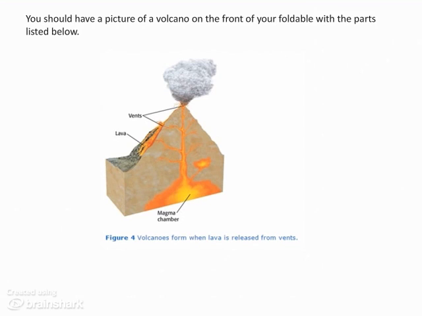On the front cover of your foldable, you should have a picture of a volcano with the parts that are listed in the picture. You should have a magma chamber and the vents as well as the lava that comes out. You do not need to color this, just make sure you have the parts labeled. This is on page 252 in your book.